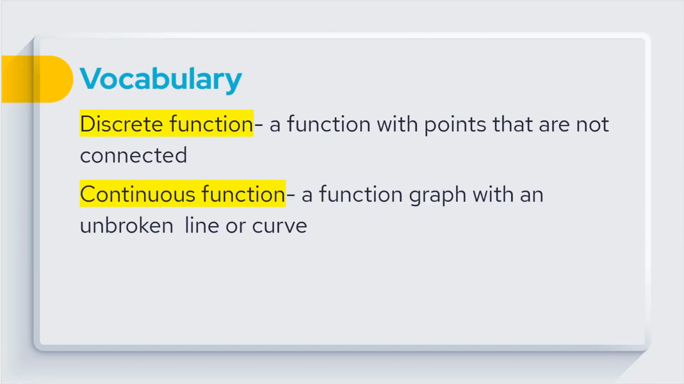Let's look at some descriptions for different types of functions. So first here we have a discrete function. A discrete function is a function with points that are not connected. So if we were to graph a discrete function, it would have points like this that are not connected. A continuous function is a function with a line or curve like this. This would be a continuous function because there are no gaps between the data.